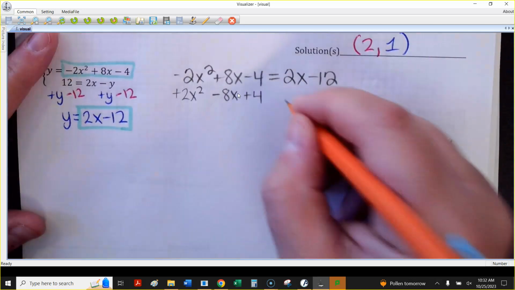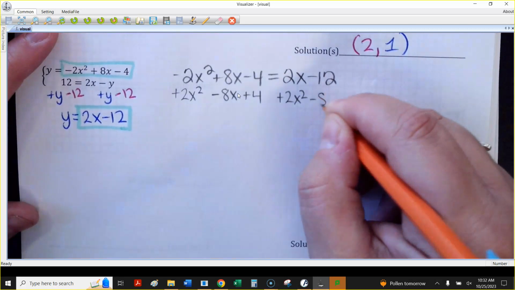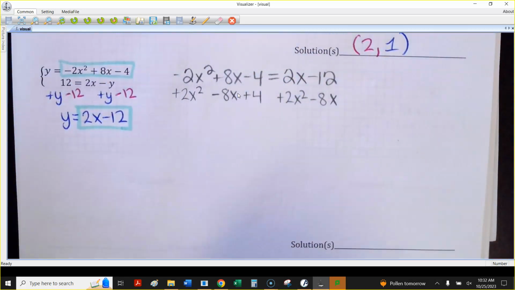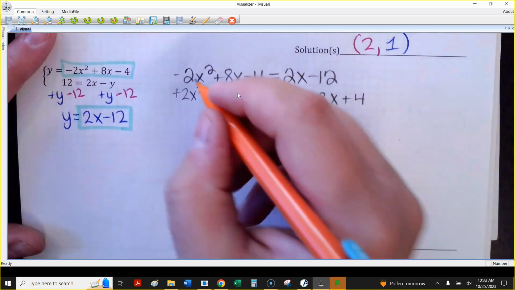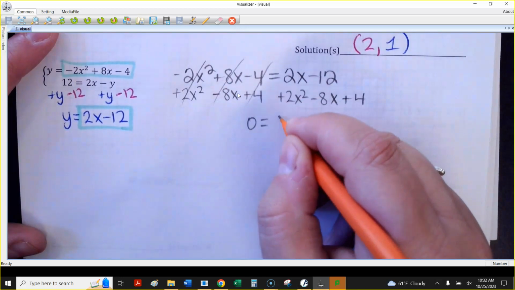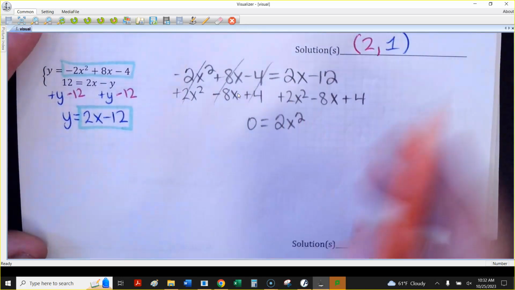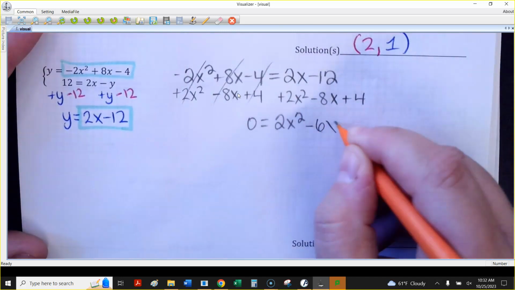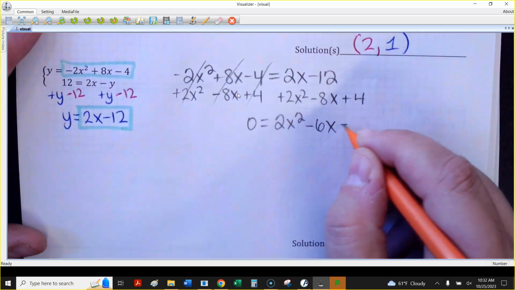So I'm going to add 2x squared, nothing to combine that with. I'm going to subtract the 8x. We'll combine that with the 2x. And I'm going to add the 4. So we'll combine that with the -12. So this whole side would just become 0. And then I'd have 2x squared, nothing to combine that with. 2x minus 8x is going to be minus 6x. And then -12 plus 4 would be -8.